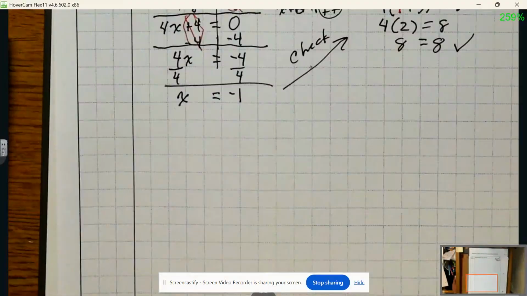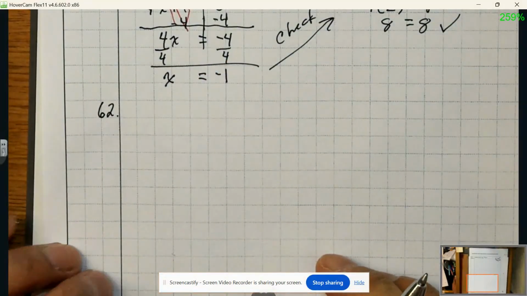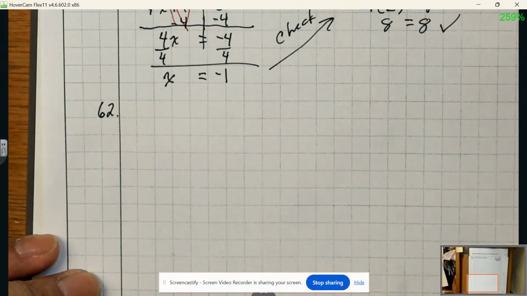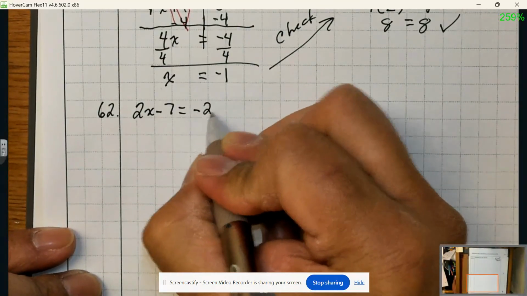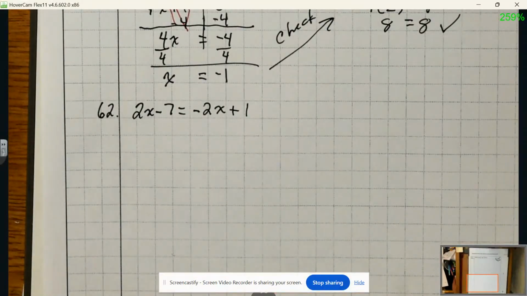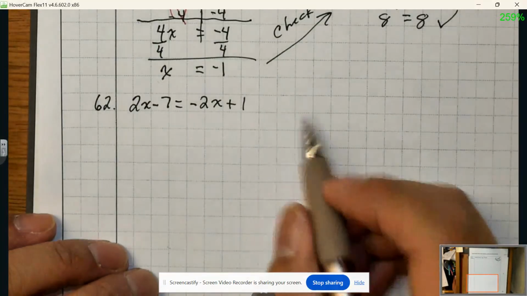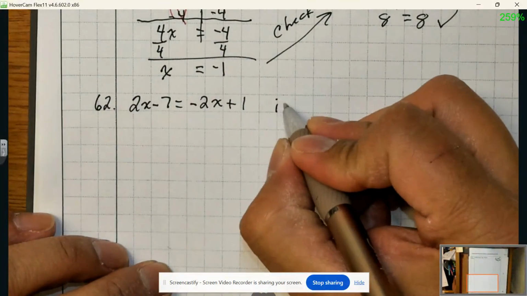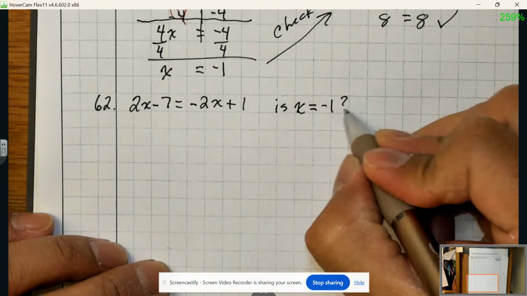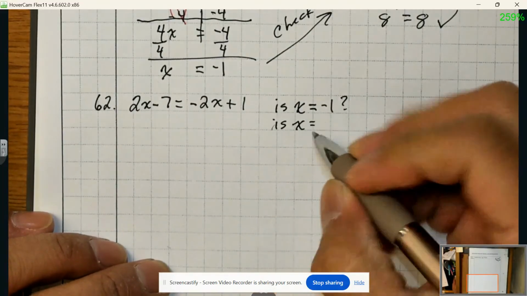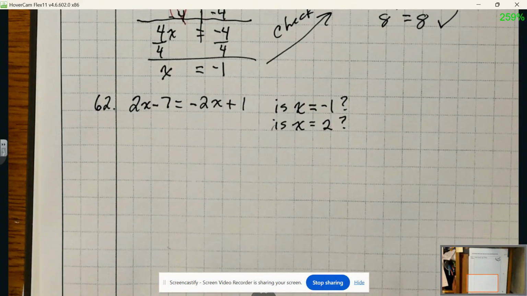All right, so we're going to try a little more of these equations, a little bit more complicated. Okay, so our problem is 2x minus 7 equals negative 2x plus 1. Now, in this situation, this problem in the book, we have two kids that are working it out, and they get different answers. Okay, so we want to know, is this kid right, who said x is negative 1, or is this kid right, who said x is 2? So our only way to tell would be to just plug those two numbers in.